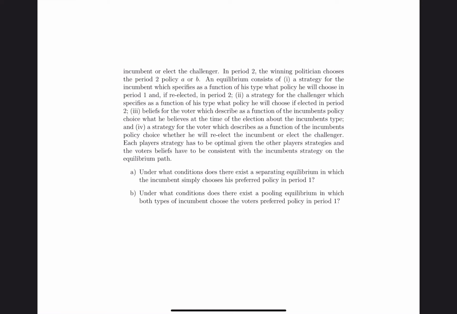Sub-exercise B, under what conditions does there exist a pooling equilibrium in which both types of incumbent choose the voter's preferred policy in period 1? So here, in a pooling equilibrium, there is no way that you can perfectly infer the type of the player, so here of the incumbent, given his action in period 1. So that's the main difference between the two kinds of perfect Bayesian equilibrium.